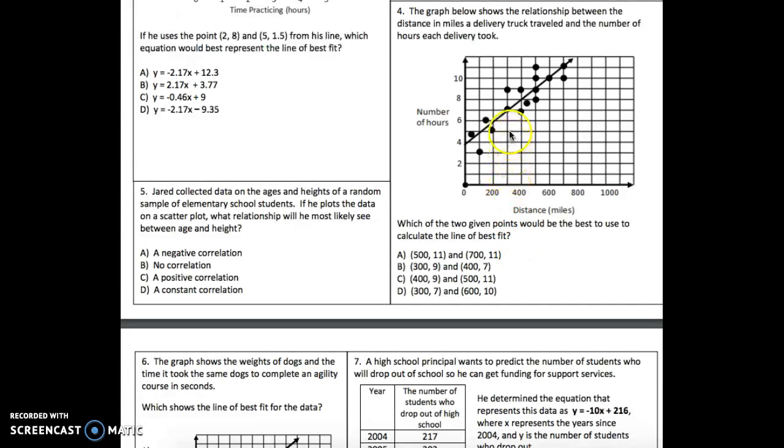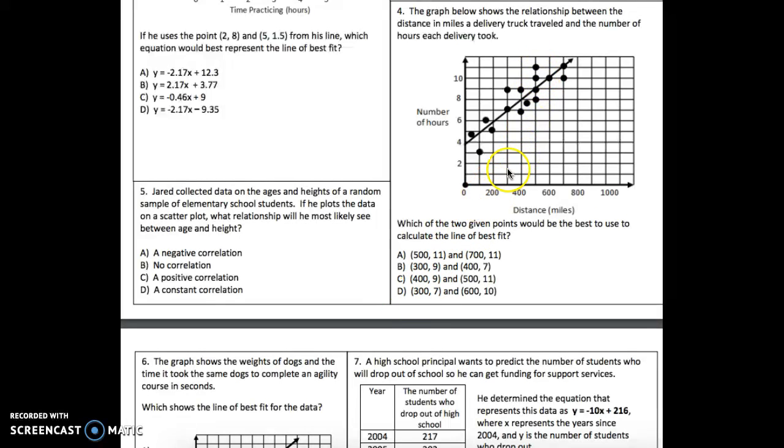So I go to 300 and I go up here to 9. That's pretty high off the graph, but maybe we can use it. We'll see. Okay, 409. That's a little closer. 511. That's still pretty high off the graph.